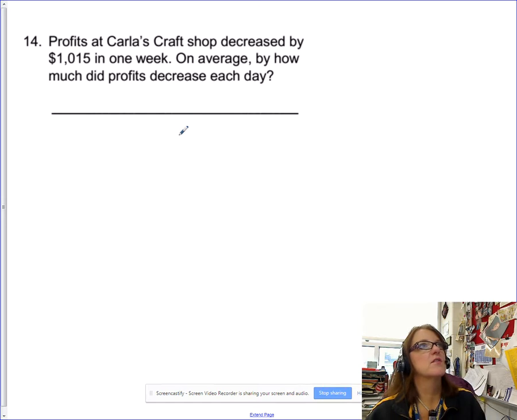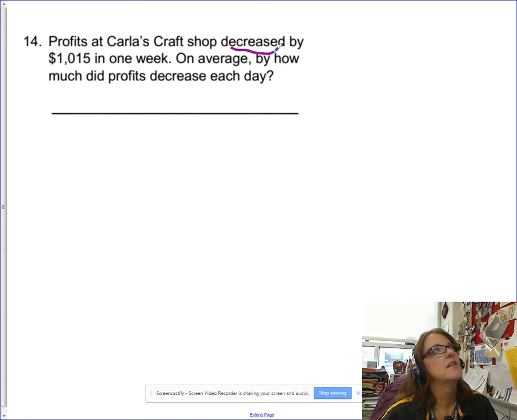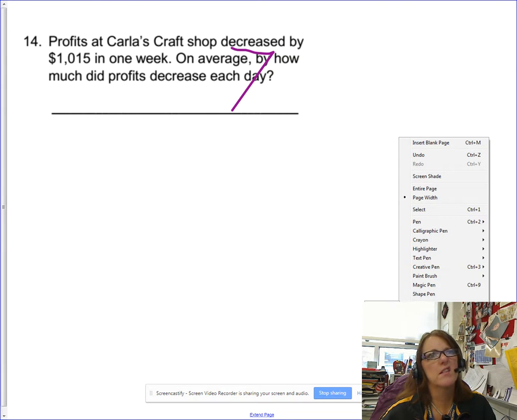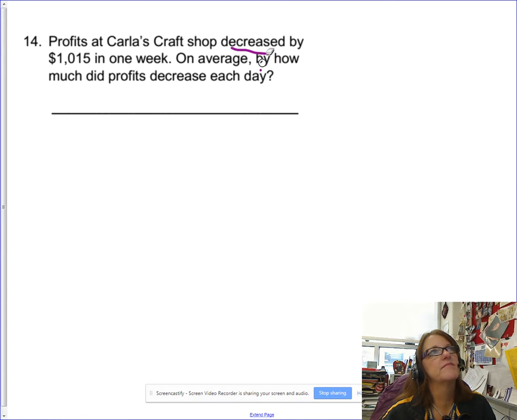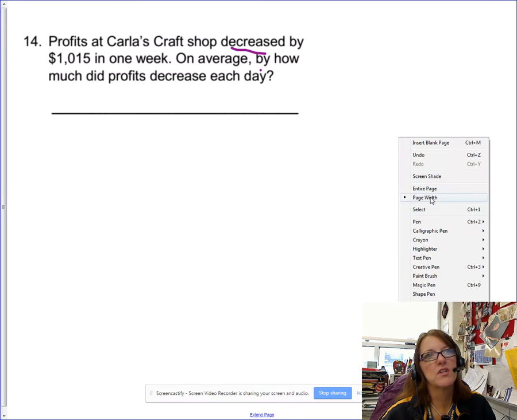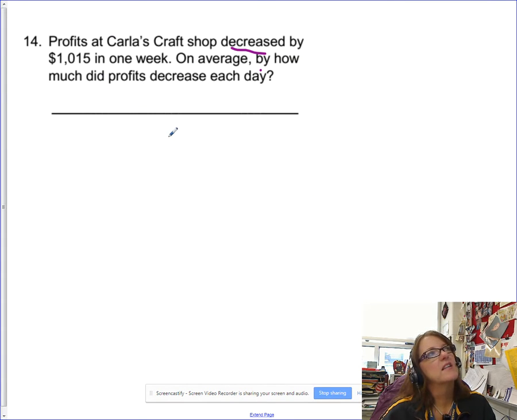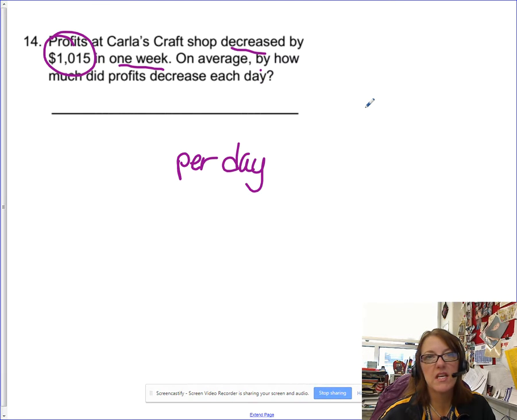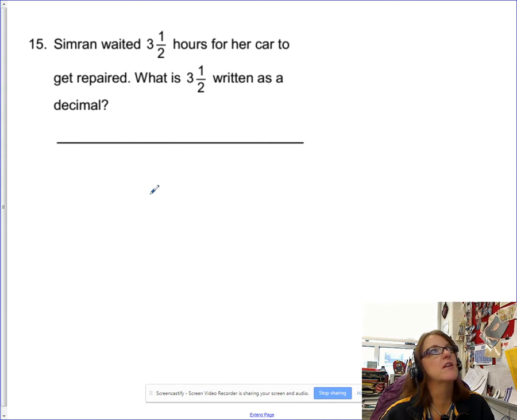The profits at Carla's craft shop decreased by $1,015 in 1 week. Sorry, my pen is acting a little wonky. Okay? All right, and that's in 1 week. So on average, and I'm making an assumption here since they just say 1 week, that she's open every day. Okay, so you need to know how many days are in 1 week. And if we're averaging it, we want to take that amount of money per day. Okay, so you have this much money divided by how many days. Go to town. Make sure you label it.